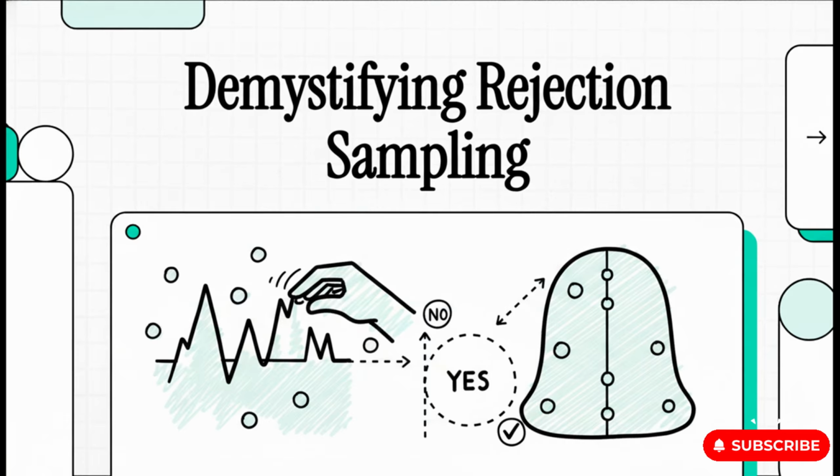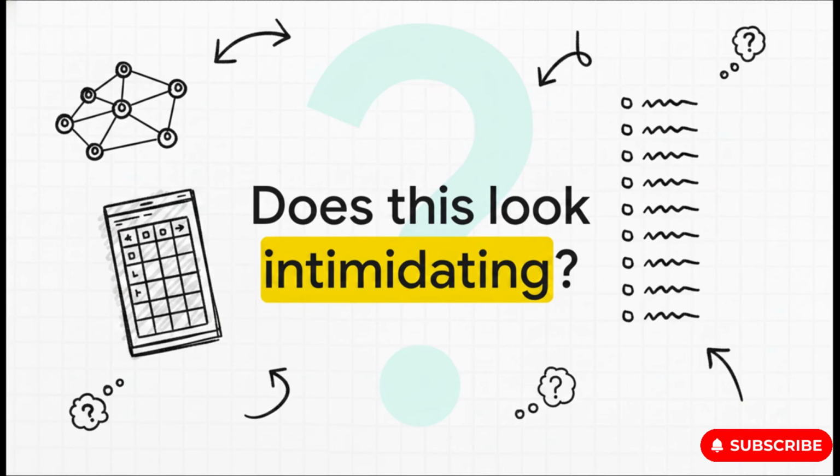Let's jump in. So you see this on an exam or in a textbook, right? You've got these diagrams, tables full of probabilities, a list of data, and your first thought is probably, whoa, where do I even start? And you know what? That's a totally normal reaction. It's designed to look intimidating.